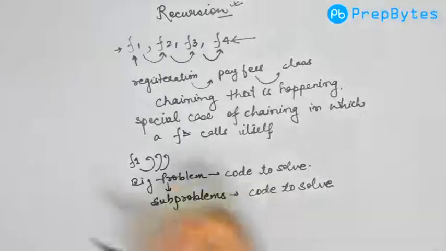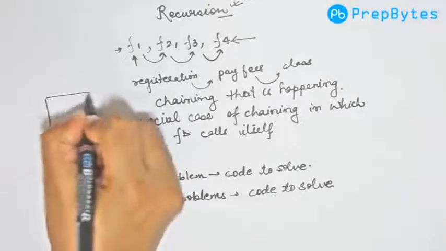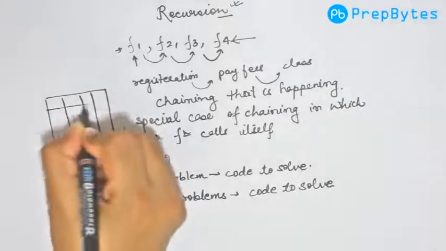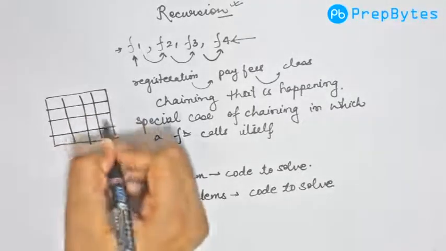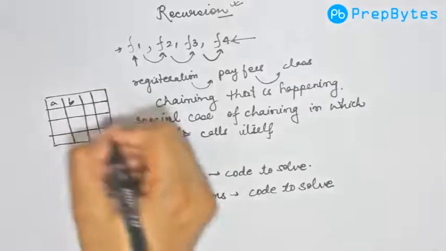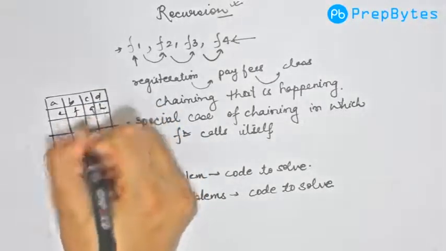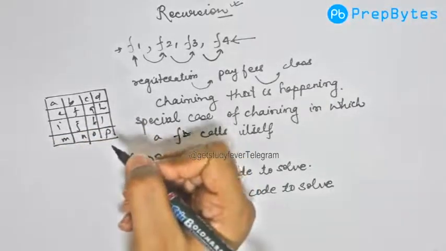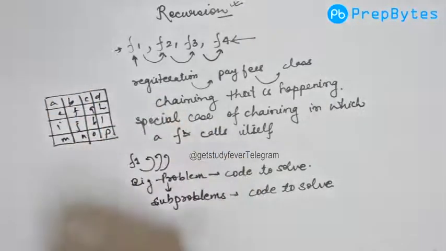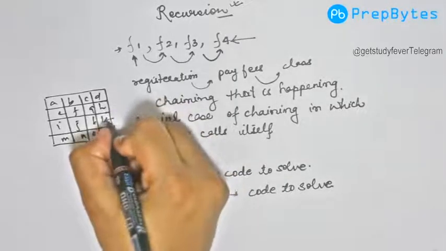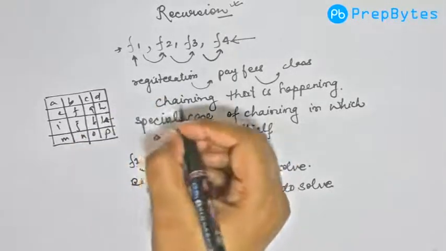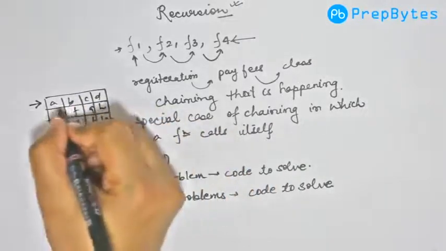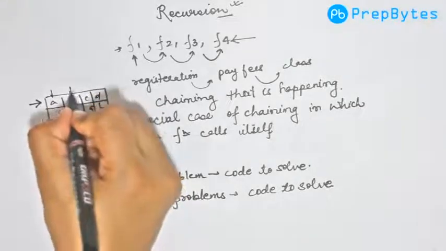So let's say we have a 4x4 matrix, and we have alphabets A, B, C, D, E, F, G, H, I, J, K, L, M, N, O, P. And you are asked to find a particular alphabet. Let's say you have to find L. So what will you do? You'll start from here. First you'll go here, then you'll go here.